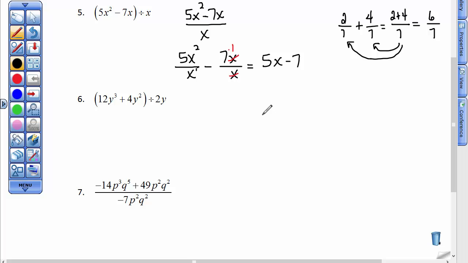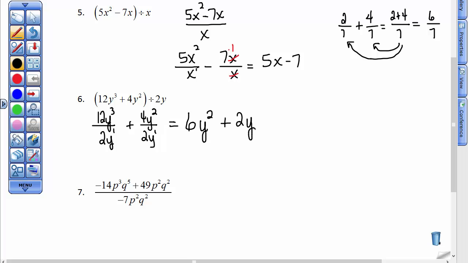So it's up to you in terms of how much you want to write down, but in order to make sure I don't make any mistakes, I take this first term and I put the 2y right underneath it. I take the second term, the 4y squared, and I put the 2y right underneath it. And then I go about the process of reducing. Again, remember this is 12 divided by 2. That's equal to 6. Y to the third divided by y to the first is y to the second, because I'm subtracting those exponents. 4 divided by 2 is 2. And y to the second divided by y to the first is just y. All done with that one.